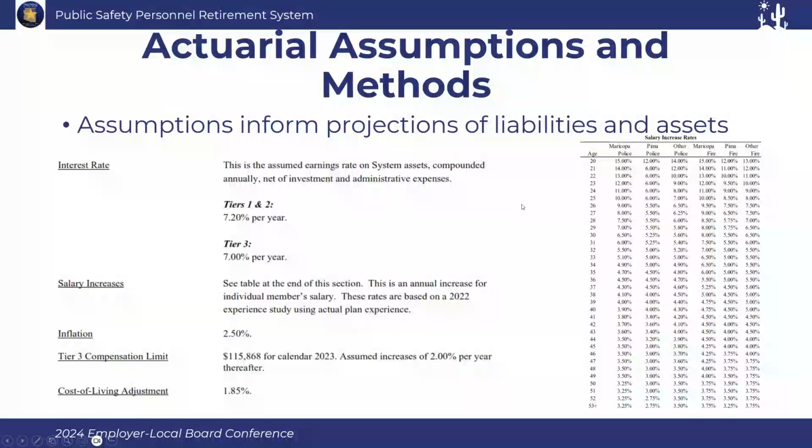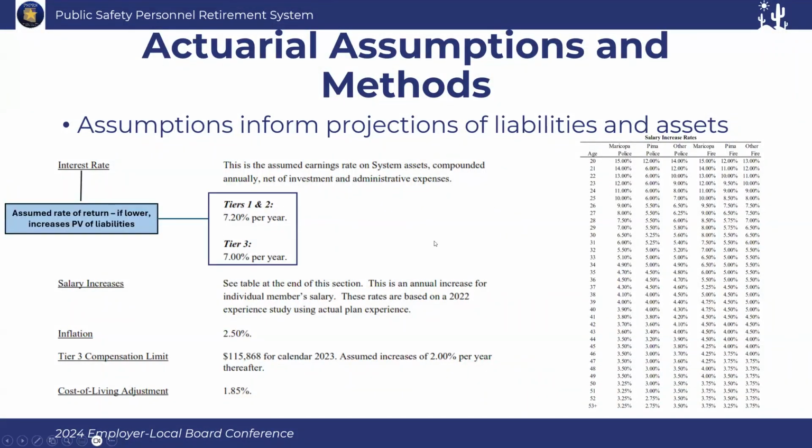Assumptions and methods. I always like reading the footnotes of papers, just like that. Understanding the assumptions and methods is extremely important. Assumptions inform the projections of liabilities and assets. One of the more high profile ones is the interest rate. So it's the assumed rate of return over time, the discount rate. It's all the same thing for our purposes. It's the rate at which we assume assets to accrue, and the rate at which we discount the future cost of benefits. If it's lowered, it would increase the present value of liabilities, all else being equal.